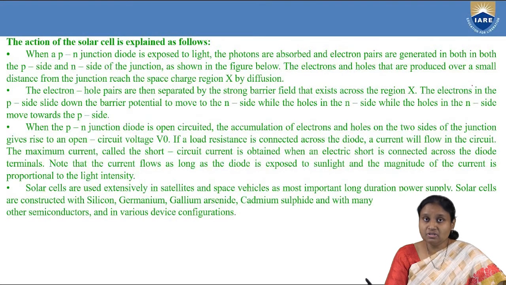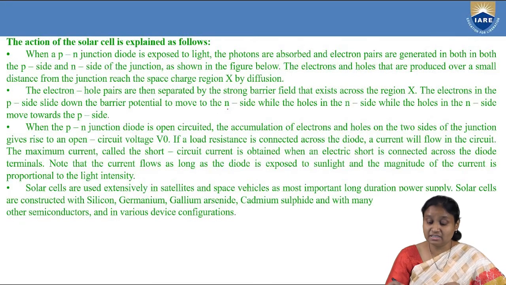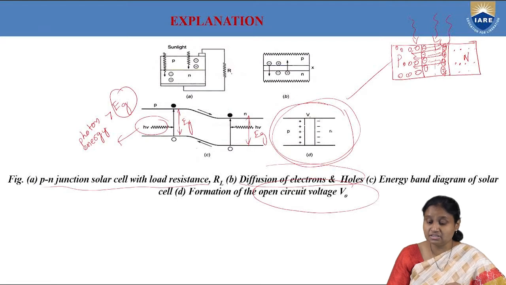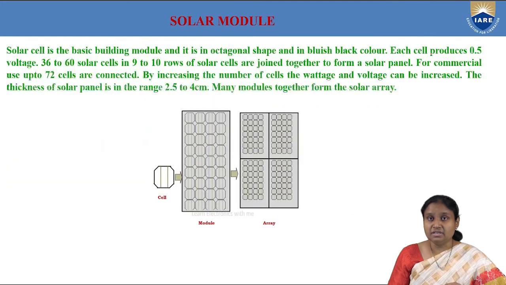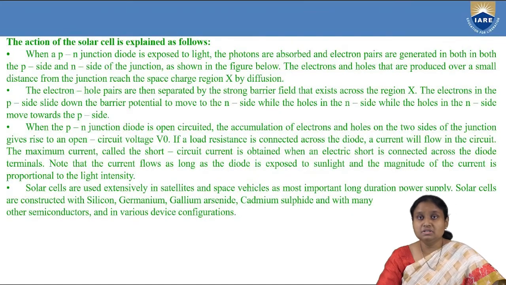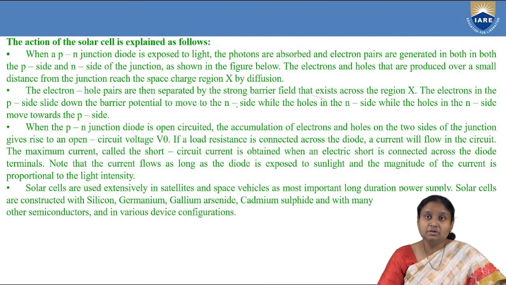Here, electrons in the p side slide down the barrier potential and move to the n side. That is what I have shown in my figure. All these negative ions on the p side are going to slide towards the n side, and similarly all these positive charges on the n side are going to slide onto the p side. So electrons in the p side slide down the barrier potential and move to the n side, whereas holes in the n side slide down and move towards the p side.